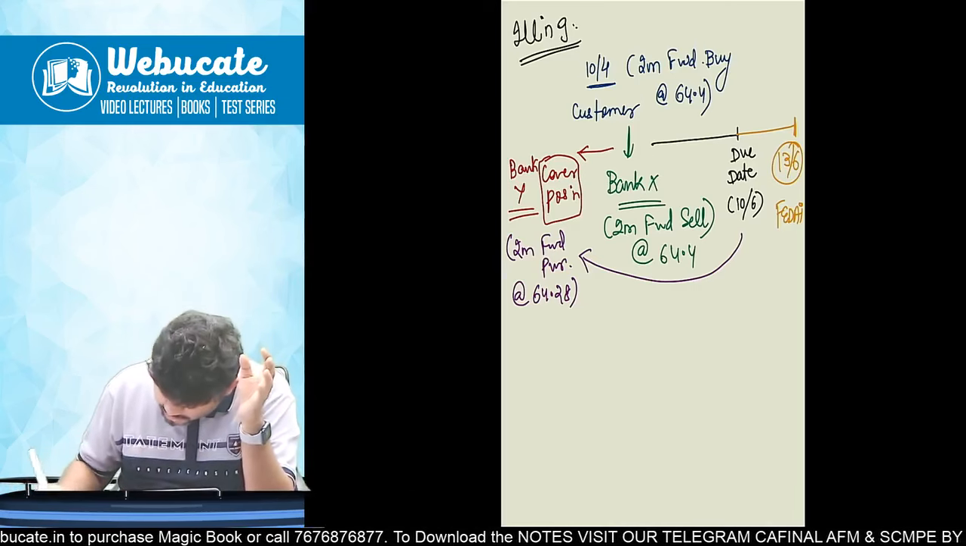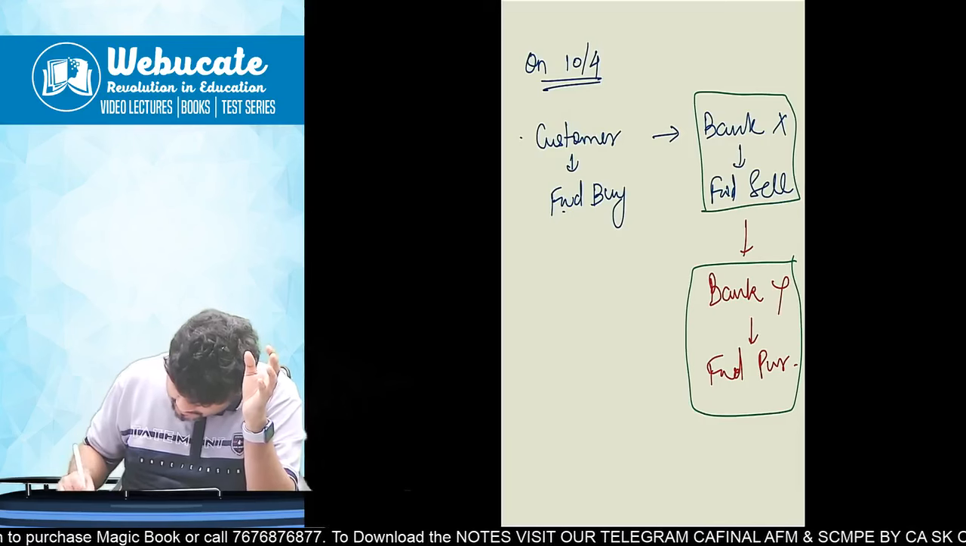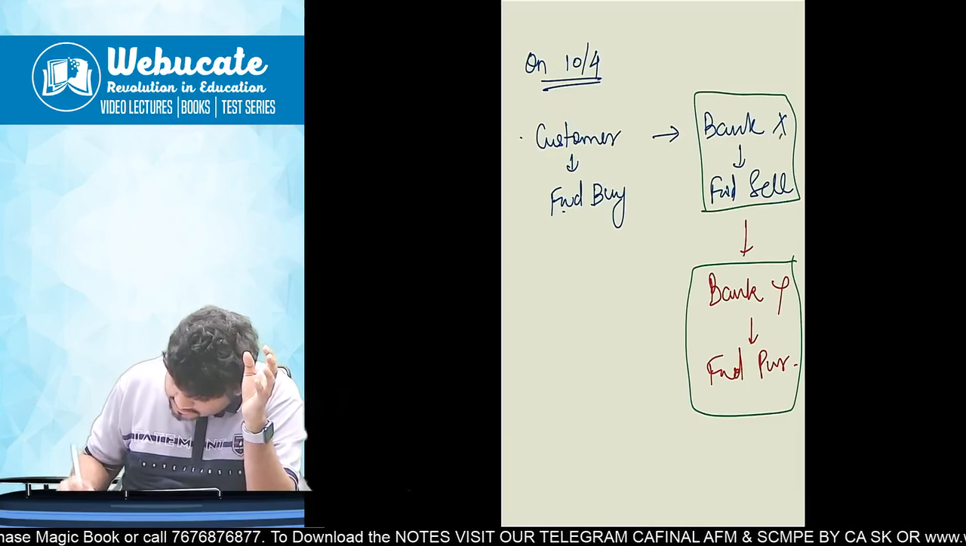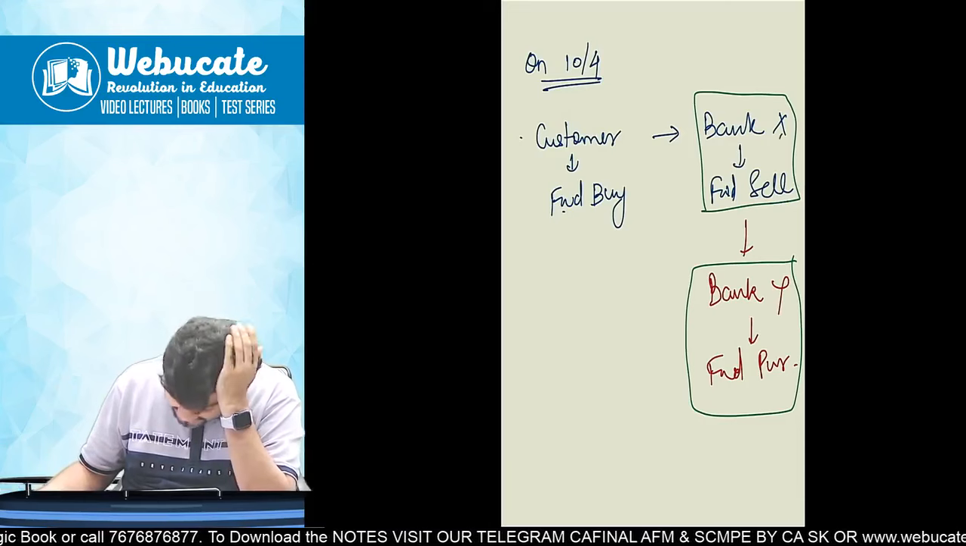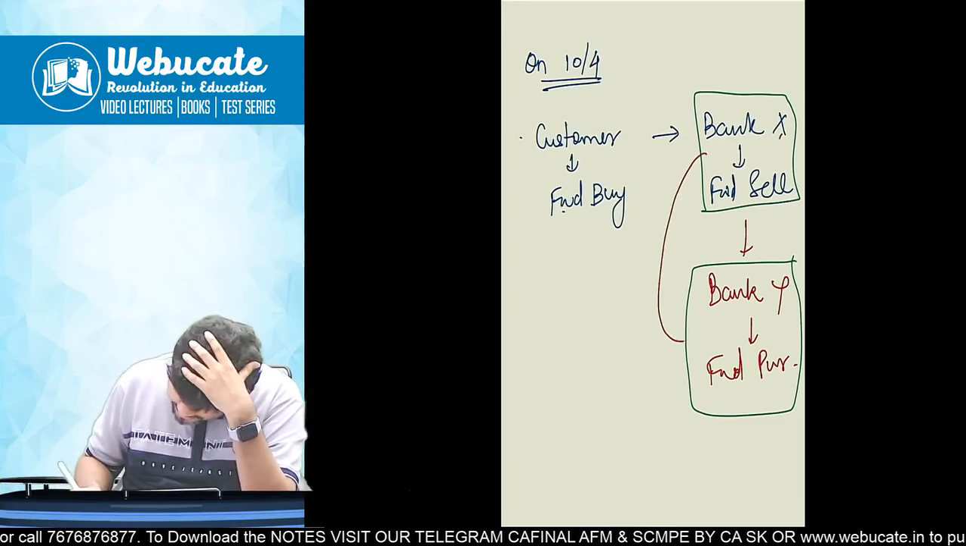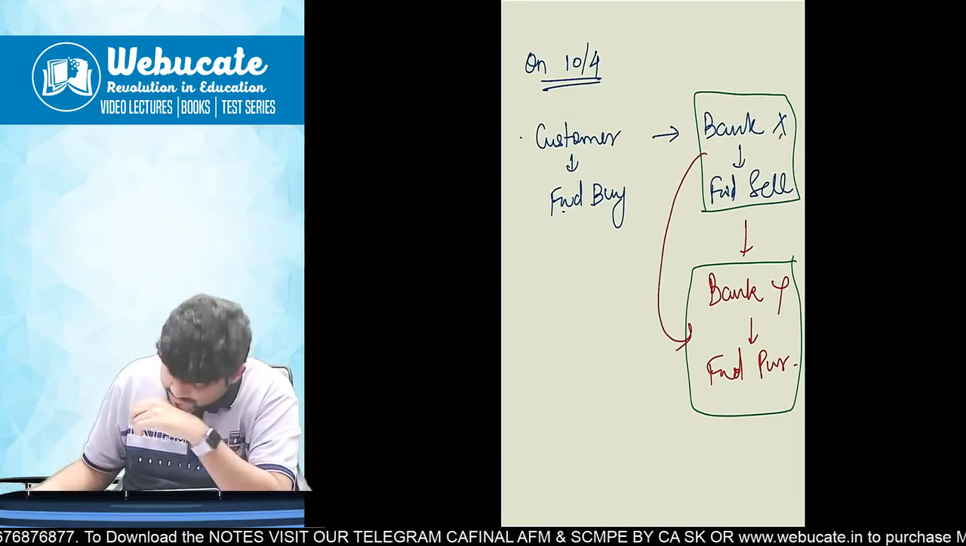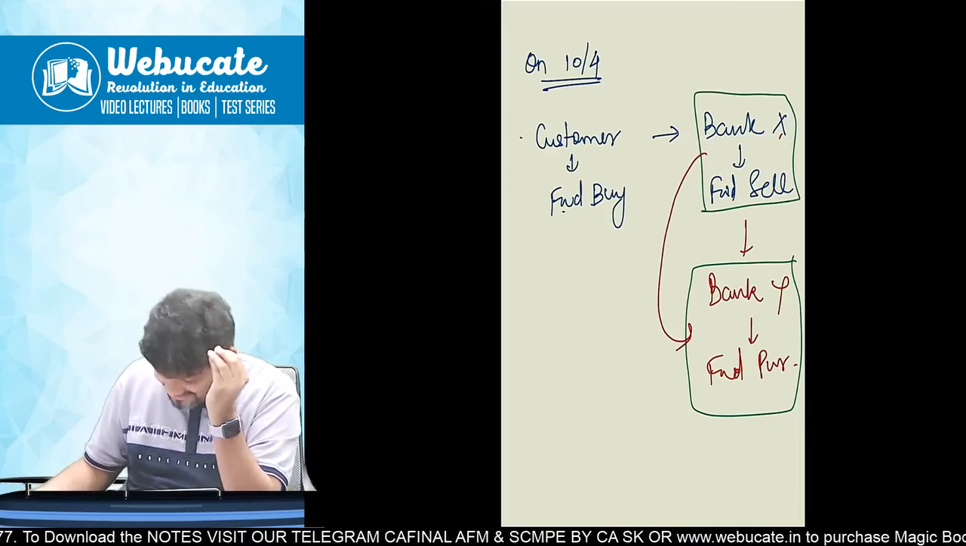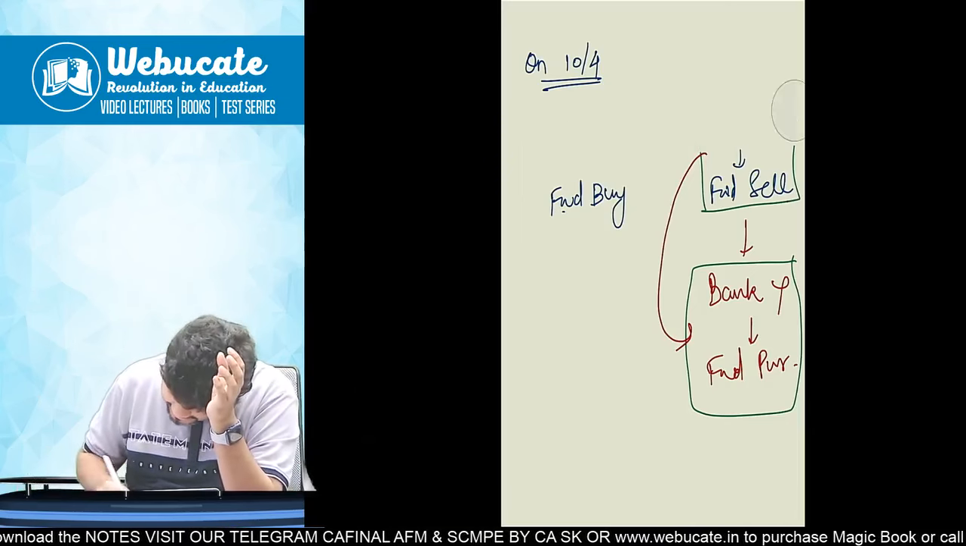Bank Y says, I want my transaction to be executed. So what is the transaction? 2 month forward purchase. No worries. So bank Y will sell. Basically, so see here. Bank X forward sell with customer, and bank X, this is again a little confusing. See here, better to write it down.